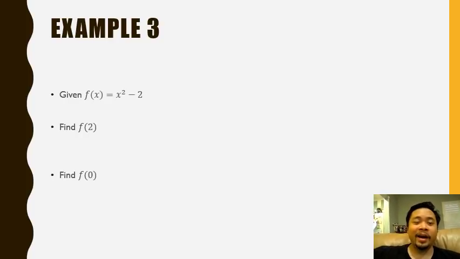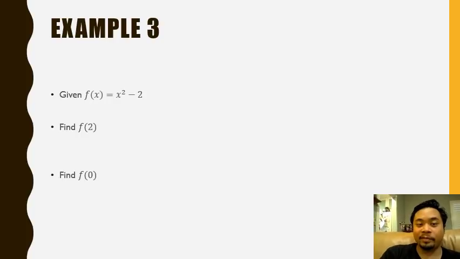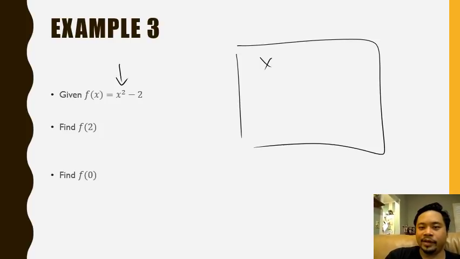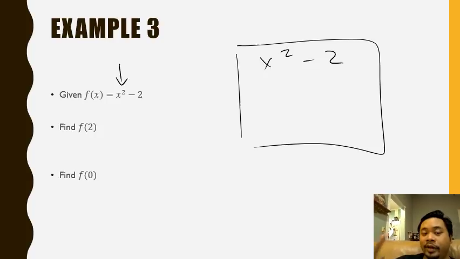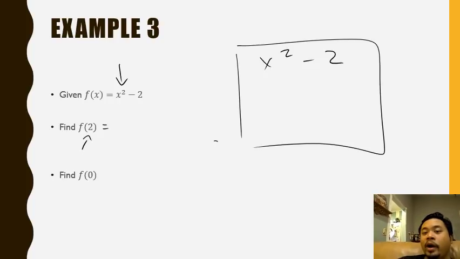Again, it's the same idea, but all I have to do here is make sure that I'm careful with the exponent that's in my machine now. So my machine is going to have this expression inside of it, which is x squared minus 2. What I need to figure out are two different inputs here. My first input is: if I input a 2 into my machine, what do I get out of it?